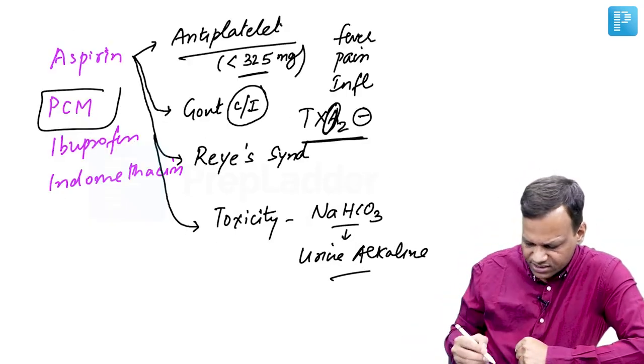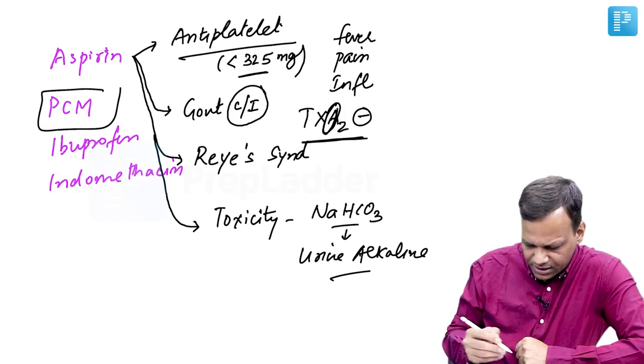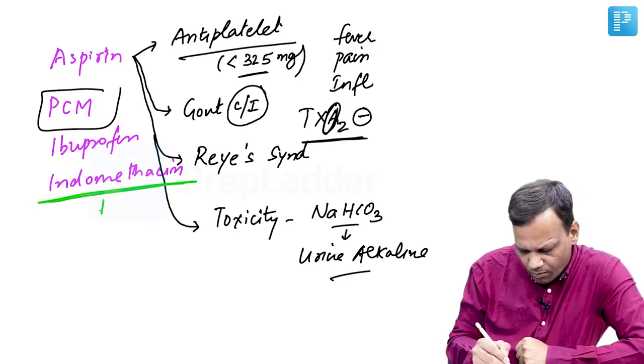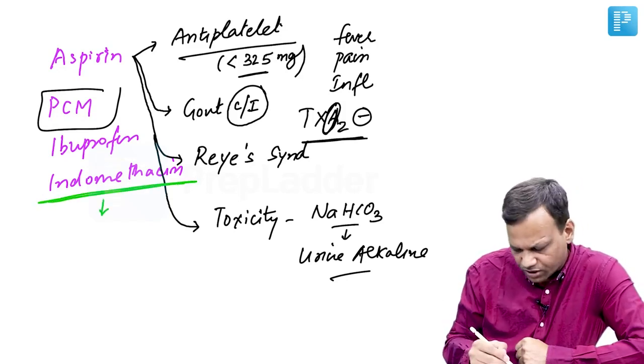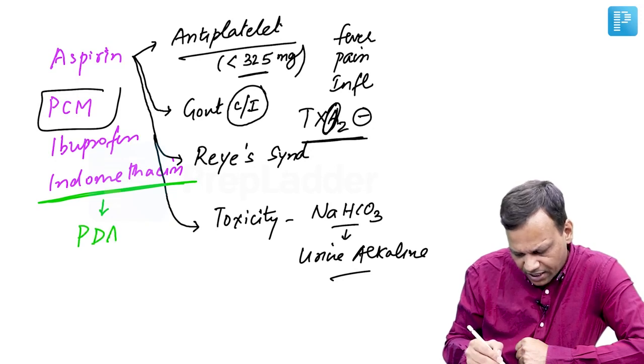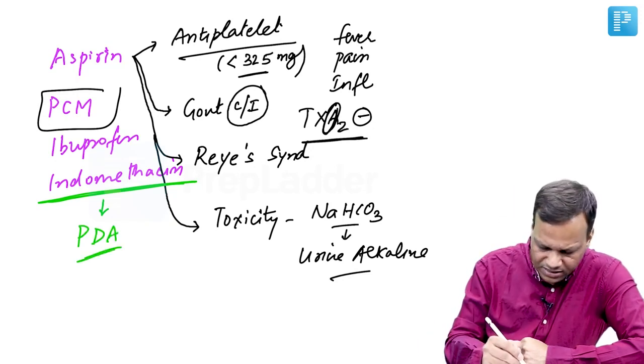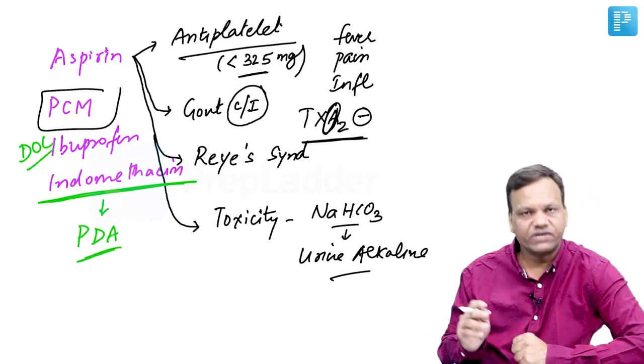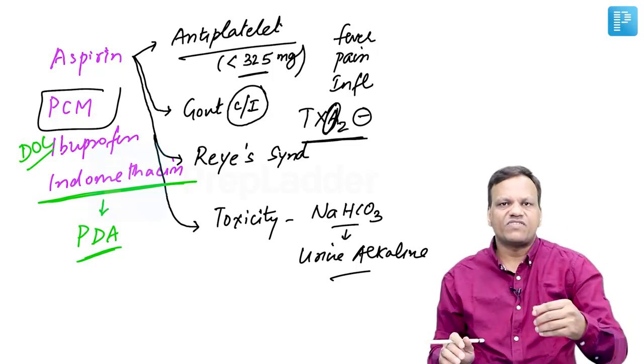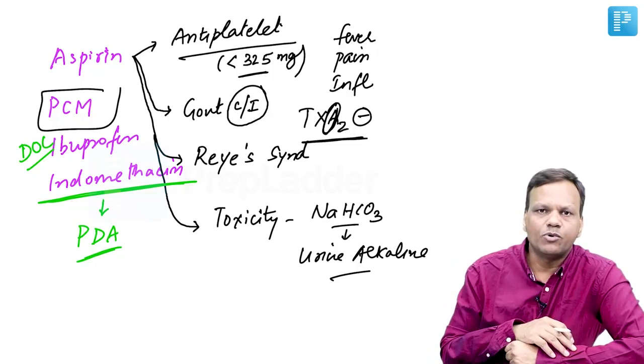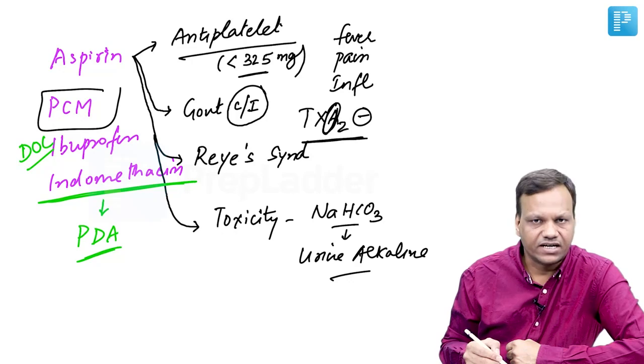Okay. Then moving to the next drug, indomethacin. Indomethacin was commonly preferred, or we can say drug of choice, for treatment of patent ductus arteriosus. But nowadays, ibuprofen has become the drug of choice. Even indomethacin can be used, but ibuprofen has lesser risk. So now ibuprofen is the drug of choice for patent ductus arteriosus.